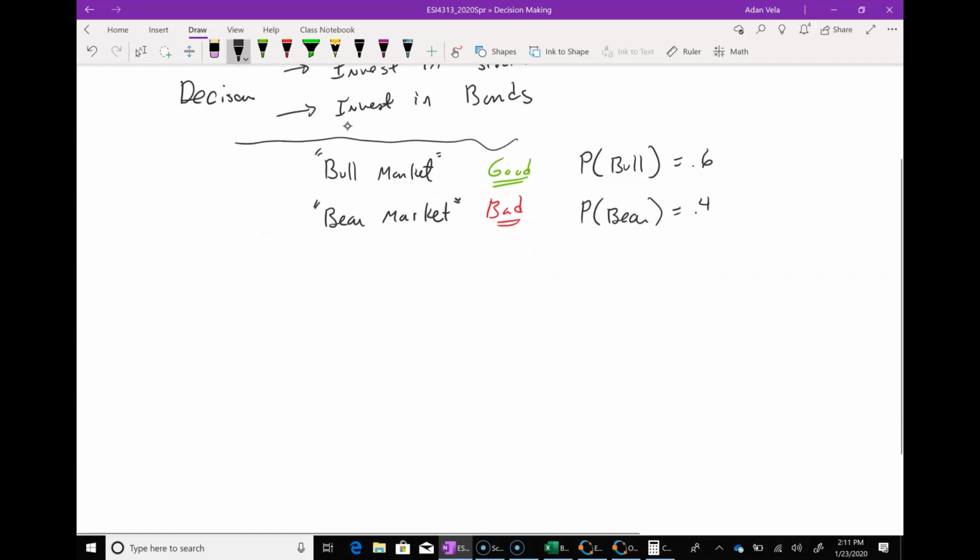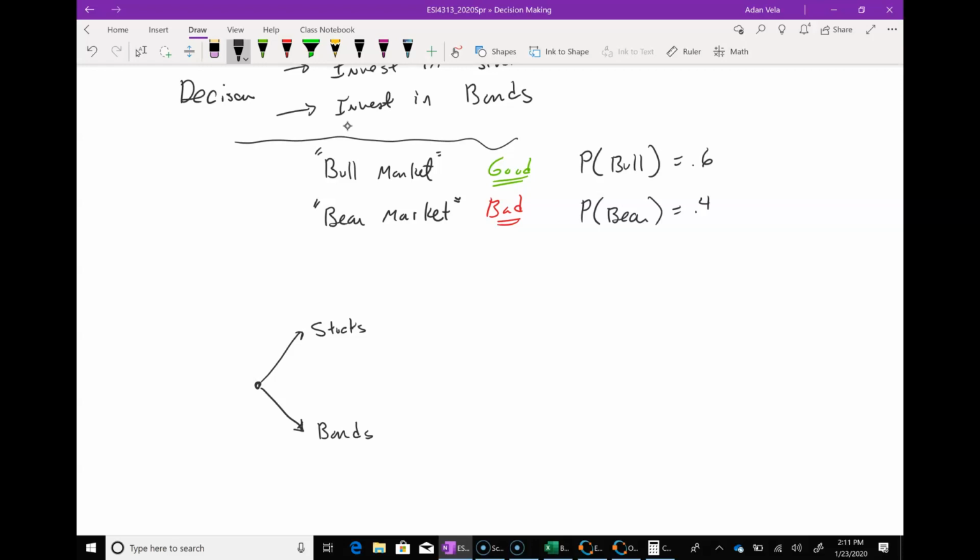All right. So we're going to represent this using a decision tree. We're going to start at some point here, and we're going to make a decision. The first one is going to be invest in stocks. The other option is invest in bonds. Now the important thing here is that you're making the decision before watching what unfolds. So you don't know what the economy is going to do. That happens after you make your decision.